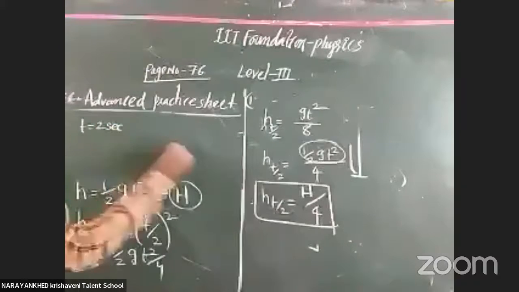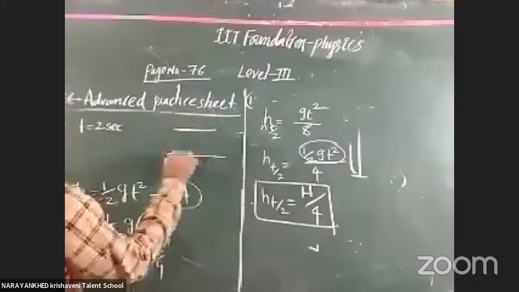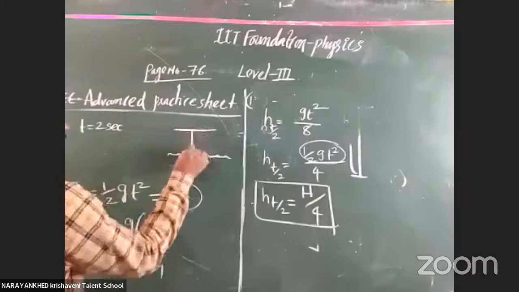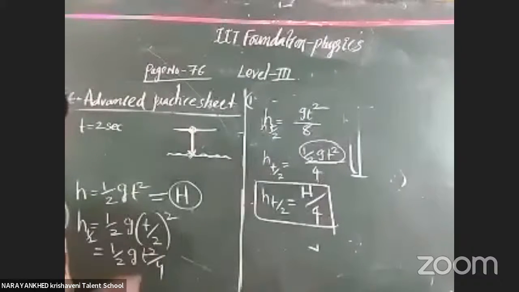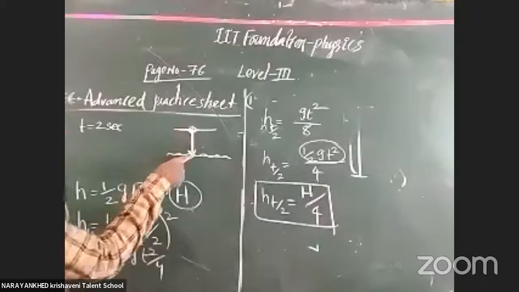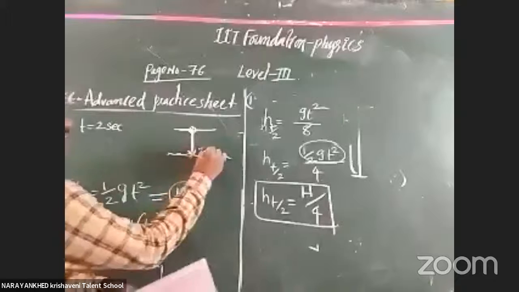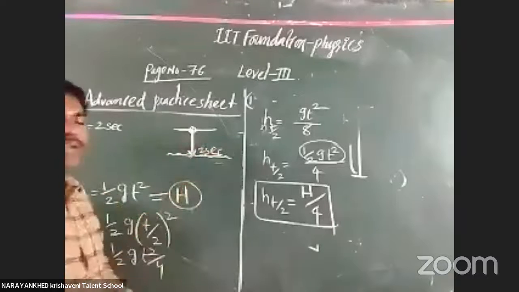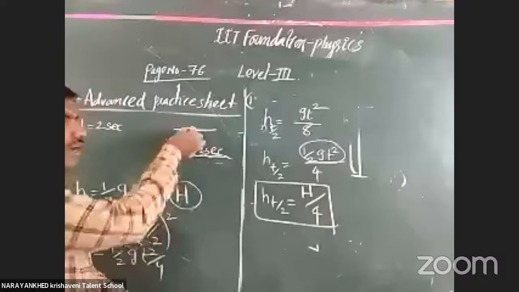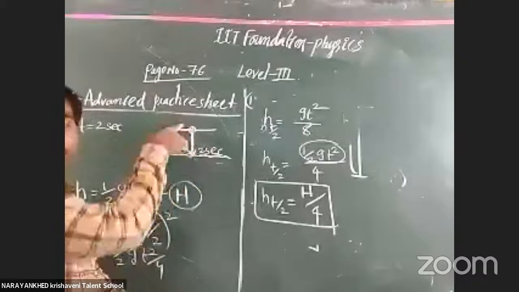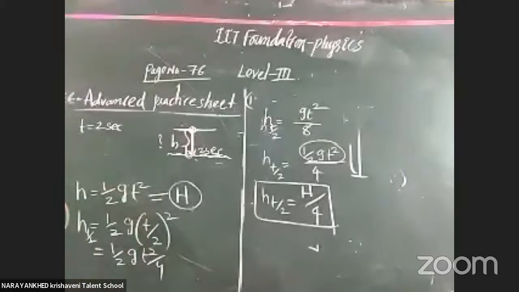Now this is the bridge here, and this is the river here. There is one small stone falling from here to here. After 2 seconds, where will it be? That is what they have given. After 2 seconds, this stone reaches the river. Now what is the height of the bridge from the river? This is how to find the h value. Clear or not, all the students?